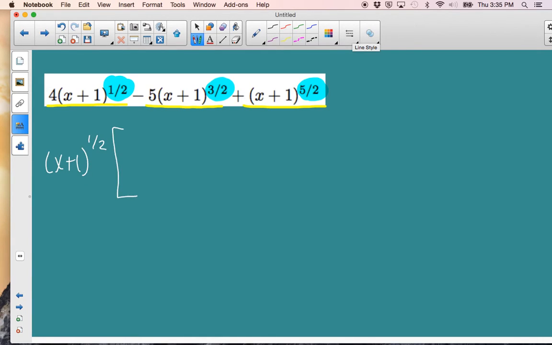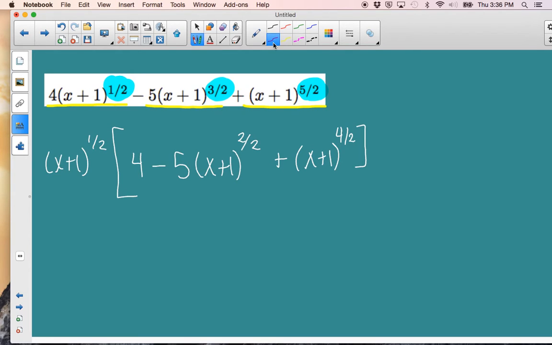That's your GCF. From this first term, when I factor that out, I'll just be left with 4. From the second term, I'll be left with minus 5 times x plus 1, and I have to think about x plus 1 to the power of 1/2 times x plus 1 to what power would give me 3/2. Well, remember that when you're multiplying, you add exponents. So I know I need 2/2. 1/2 plus 2/2 is 3/2. Now the last term here, x plus 1 to the power of, well, I know when I multiply, I add exponents. So 1/2 plus 4/2 will give me this 5/2.